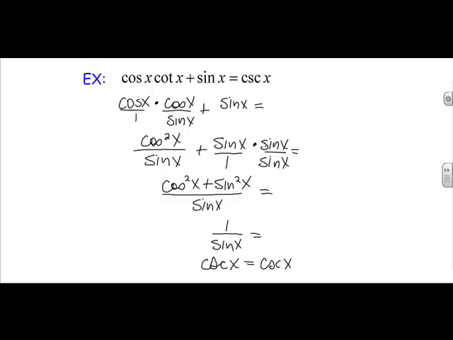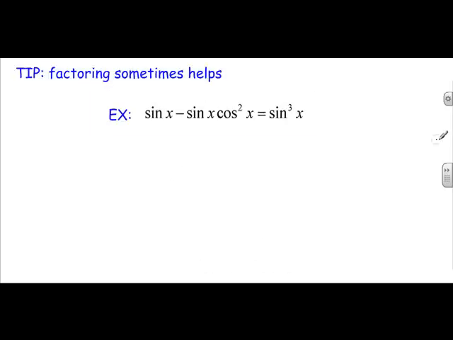Next tip. Sometimes factoring will help you simplify. You're following all the rules for algebra, but just applying them to trigonometric expressions. So if I look at the next example, on the left side of this equation, I see there is a common factor of sine of x. If I factor out sine of x, the other factor would be 1 minus cosine squared x.